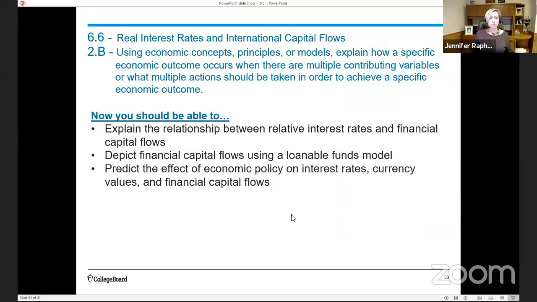All right, so now you should be able to explain the relationship between relative interest rates and financial capital flows. You want to be able to depict financial capital flows using a loanable funds market, and you want to be able to predict the effect of economic policy on interest rates, subsequent currency values, and financial capital flows. And that was our goal for this evening.